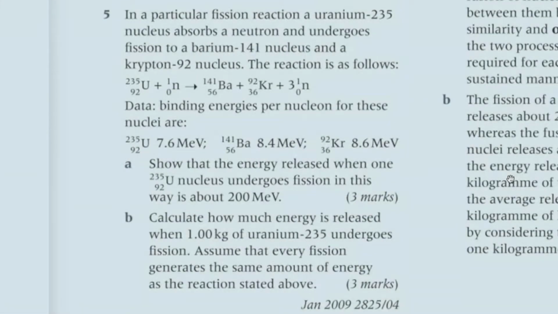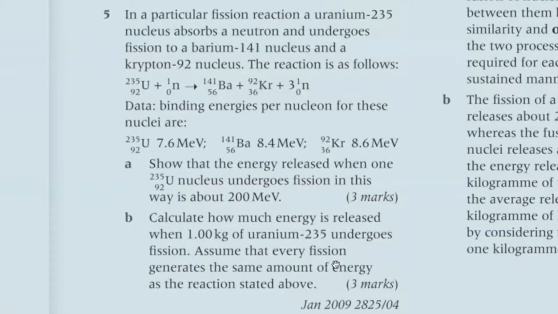Okay, part B, it says calculate how much energy is released when 1,000 kilograms of uranium undergoes fission. Assume that every fission generates the same amount of energy as the reaction stated above. Okay, so first of all, we can work out the number of uranium atoms in that 1,000 kilograms, can't we? Because we've just worked out the energy released when one nucleus undergoes fission. However, we want to find out how many nuclei are present in 1,000 kilograms.